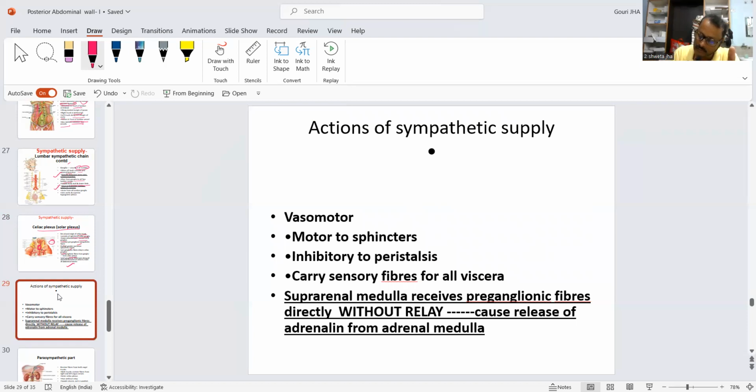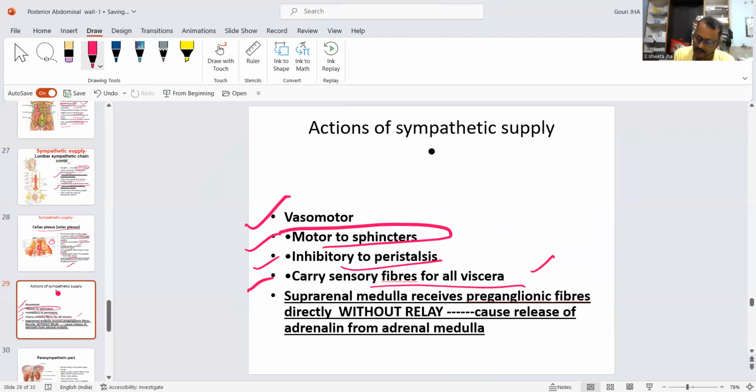So these are the actions of the sympathetic plexus. It is vasomotor. It is motor to the sphincter, and inhibitory to the peristalsis. It will inhibit the peristalsis, and it will carry the sensory fiber for all the viscera. The suprarenal medulla receives preganglionic fiber without relay, causing release of adrenaline from the adrenal medulla. This is the exception: the suprarenal medulla receives the preganglionic fiber directly without any relay, and this causes the release of adrenaline from the adrenal medulla.